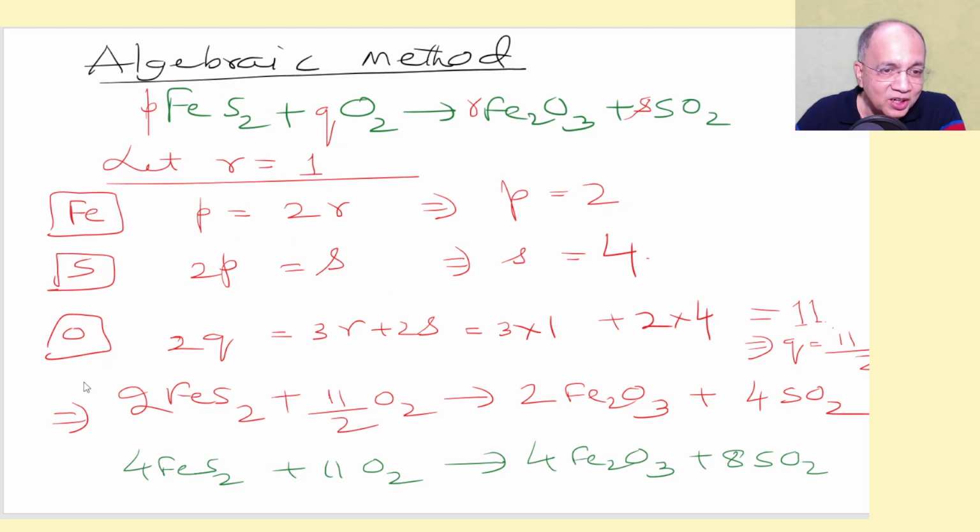Then the third, oxygen balance: 2Q is equal to 3R plus 2S. Already R and S are known, so we get 2Q is equal to 11, so Q is equal to 11 by 2. So ultimately we find 2, 11 by 2, 2, 4, but you can't keep a fraction in a balanced equation. So to eliminate the fraction, I have multiplied throughout by 2: 4, 11, 2, 4, 8. So how easy it is. If you had done it by the ion-electron method, that is the EBD method, then you would have consumed a lot of time.